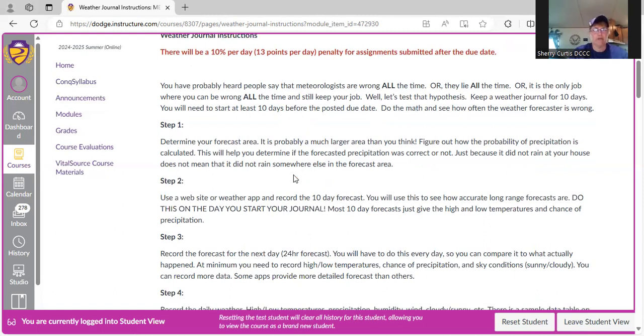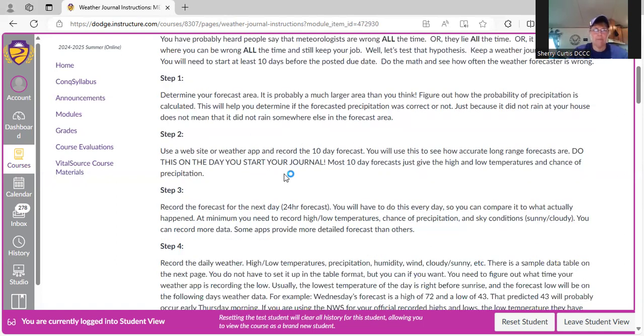For those of you in Arizona, I know this isn't a huge one for you, but for us out here in Western Kansas, we're always mad when the weatherman says we have a 30% chance of rain and then we don't get anything. Step two, you need to use a website or weather app and record a 10-day forecast. If you're using the National Weather Service, that's the one I recommend, but their extended forecast is limited to 7 days. You'll have to use something else to get the other 3.